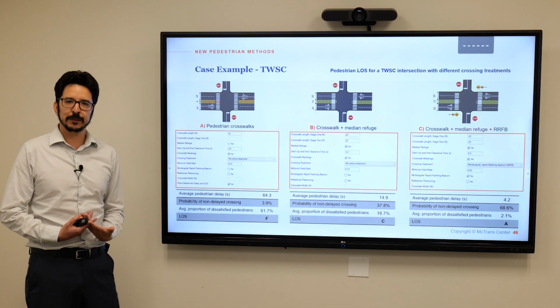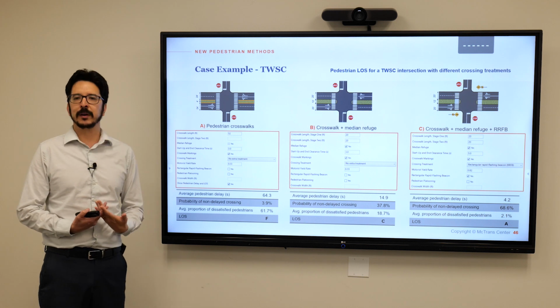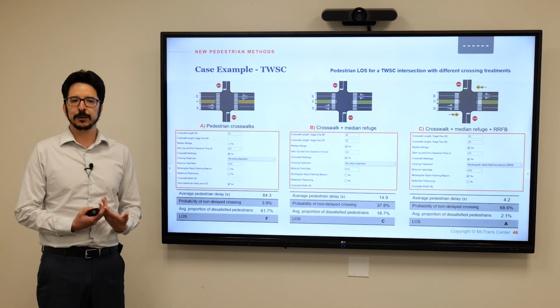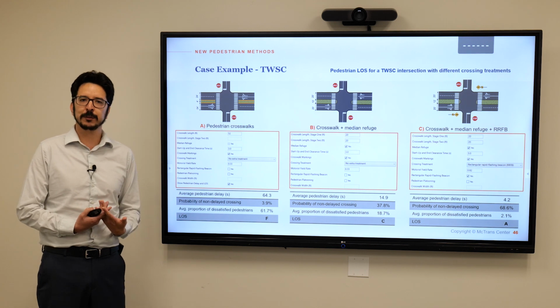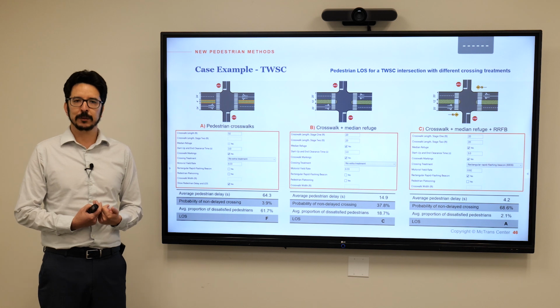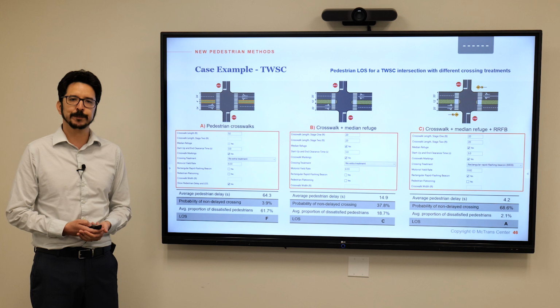So that's the strength of the methodology. With a few safety treatments, we can go from level of service F to A. We can be more sensitive to safety and comfort of pedestrians. And that's how we can analyze pedestrian level of service for this new methodology of HCM 7th edition.